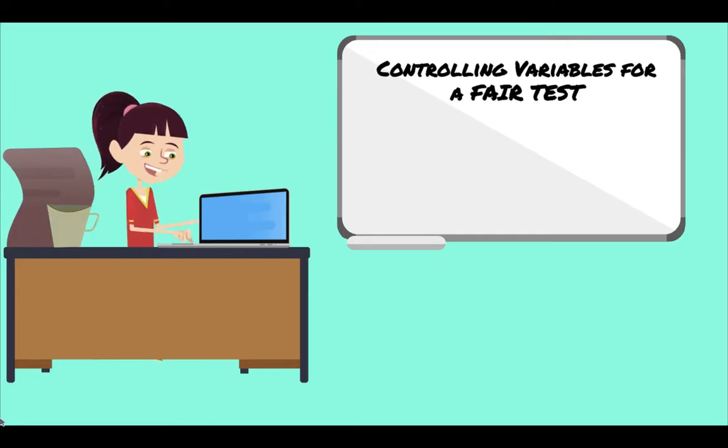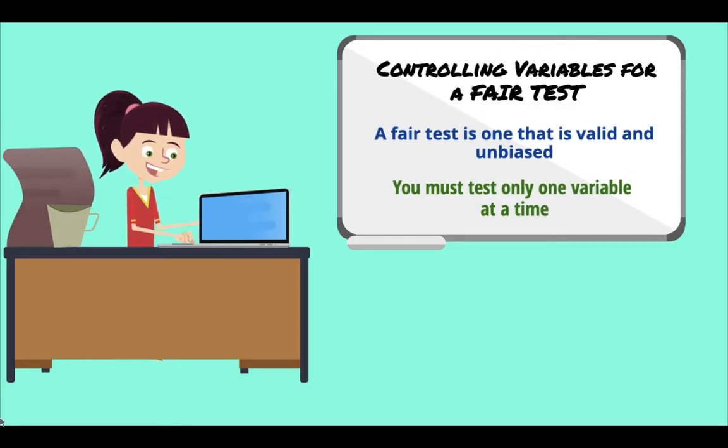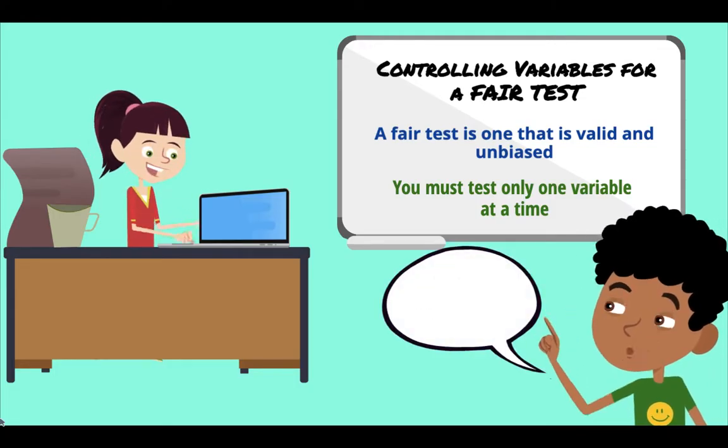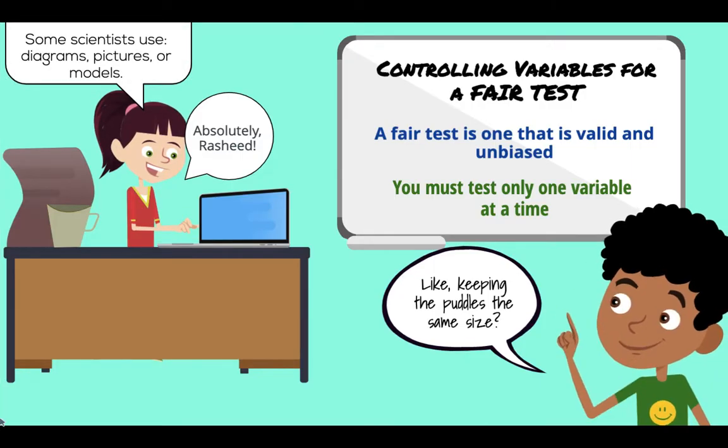Controlling variables ensures a fair test. A fair test is one that is valid and unbiased. You must test only one variable at a time. Like keeping the puddles the same size? Absolutely, Rashid. Some scientists use diagrams, pictures, or models to do that.